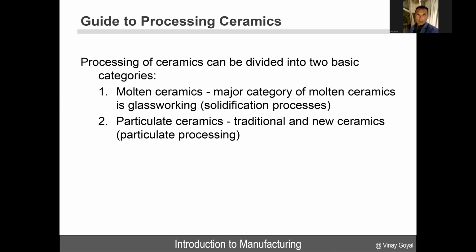The guide to processing ceramics is that the processing of ceramics can be divided into two basic categories: molten ceramics, where the major category is glass working, and particulate ceramics, which are traditional and new ceramics.